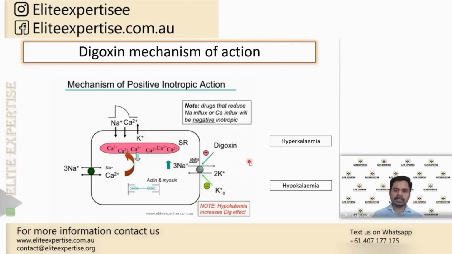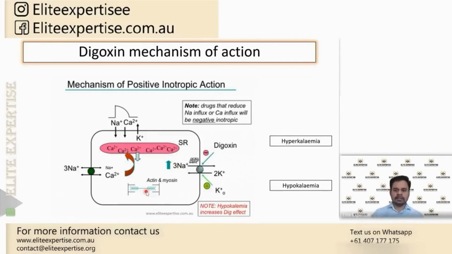On the other hand, in hypokalemia, when potassium concentration is low, more digoxin will bind and keep on showing its action, and it may reach toxic levels. So hypokalemia leads to excess digoxin action, and sometimes it may also show the toxic effects of digoxin, whereas hyperkalemia will decrease the digoxin actions and shows the subtherapeutic effect of digoxin.